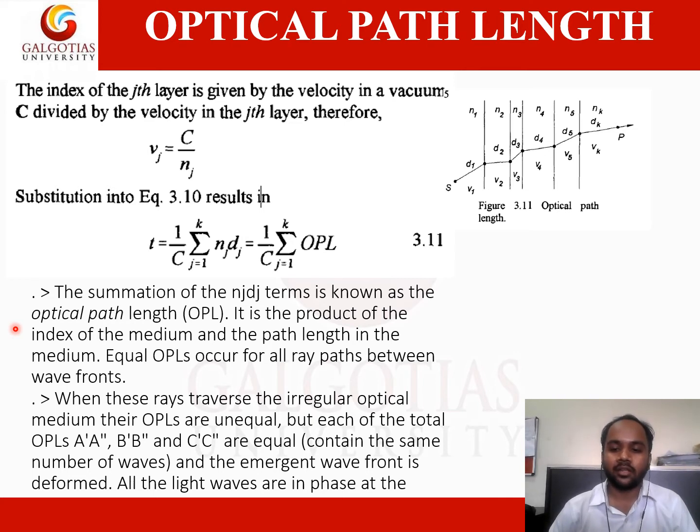If you consider the average of all the different indices and calculate the total time taken, that time and the time calculated by individual refractive indices will be different. So the time taken and the distance traveled are going to be different when you calculate through optical path length. The summation of nj dj terms is known as optical path length. It is the product of the indices of the media and the path length in the medium. Equal optical path length occurs for all the ray paths between wavefronts.